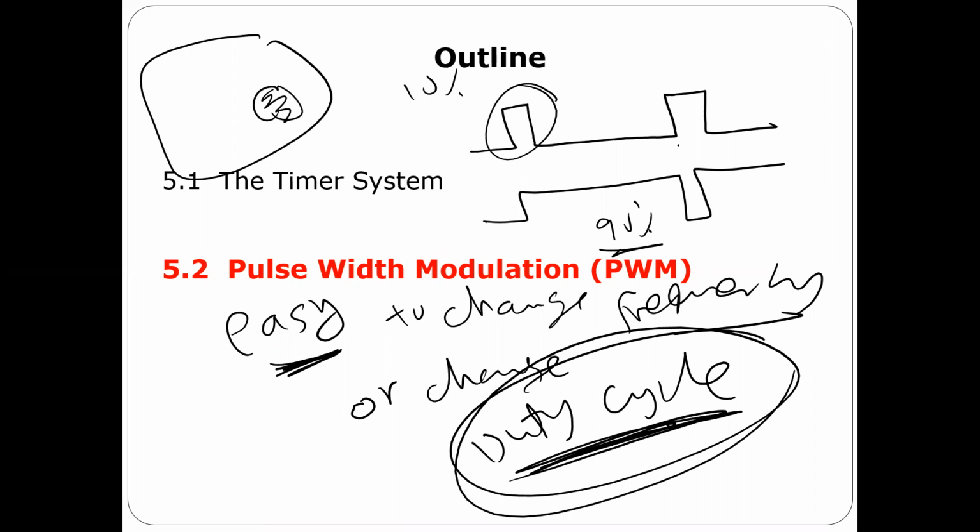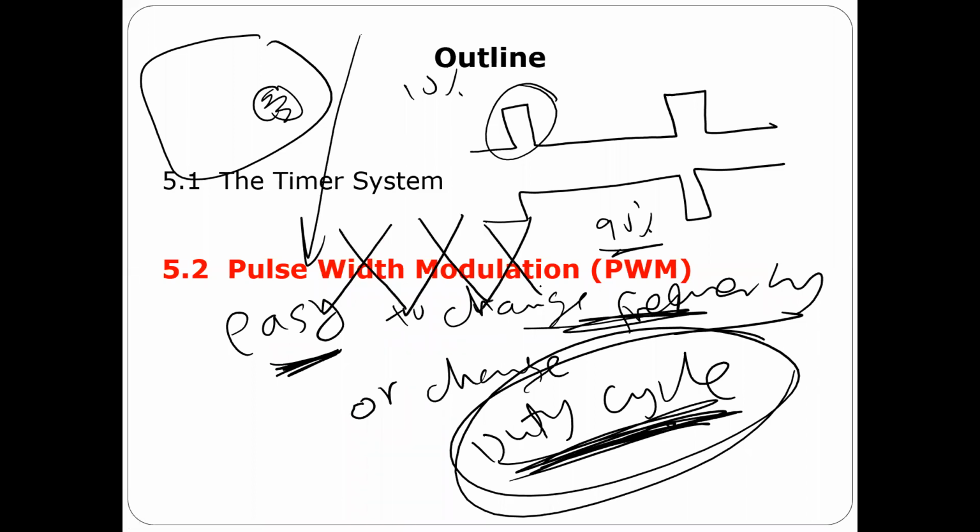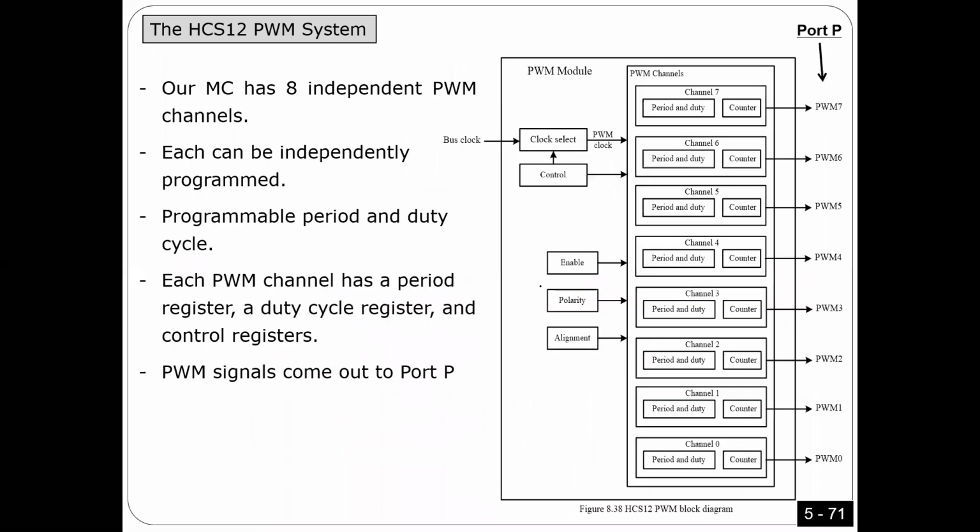This is number two. Number three, it's easy to change the frequency. It's easy to change the duty cycle. Also, I told you, because I have been teaching interrupts for some time, this one has no interrupts. Don't be confused, okay? So this is what we have here, guys, the pulse width modulation system.